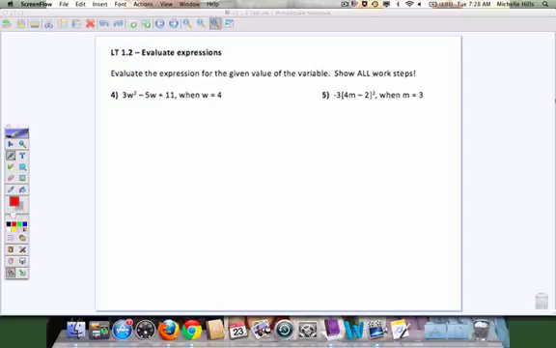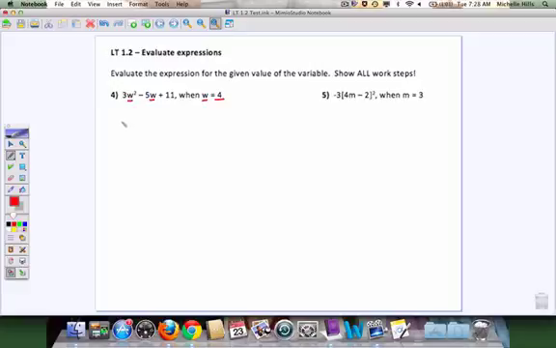For Learning Target 1.2 on the Unit 1 test, when it says to evaluate the expression for the given value of the variable, the first thing you do on every problem is just take the value of the variable and substitute it where you see the variable in the original expression. And I'm going to substitute inside parentheses when I do that. 3 times (4) squared minus 5 times (4) plus 11.